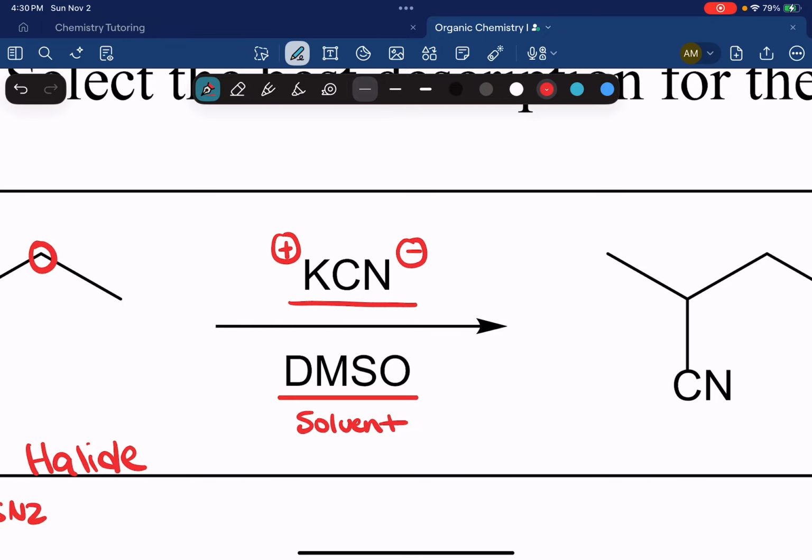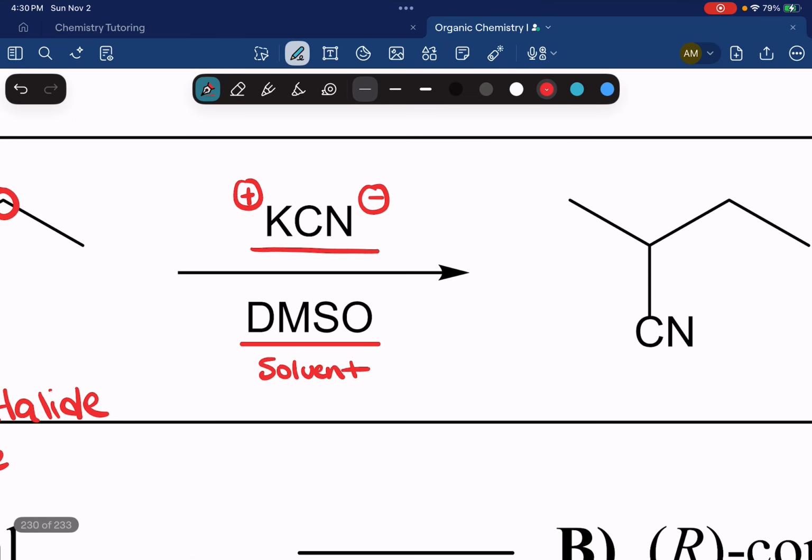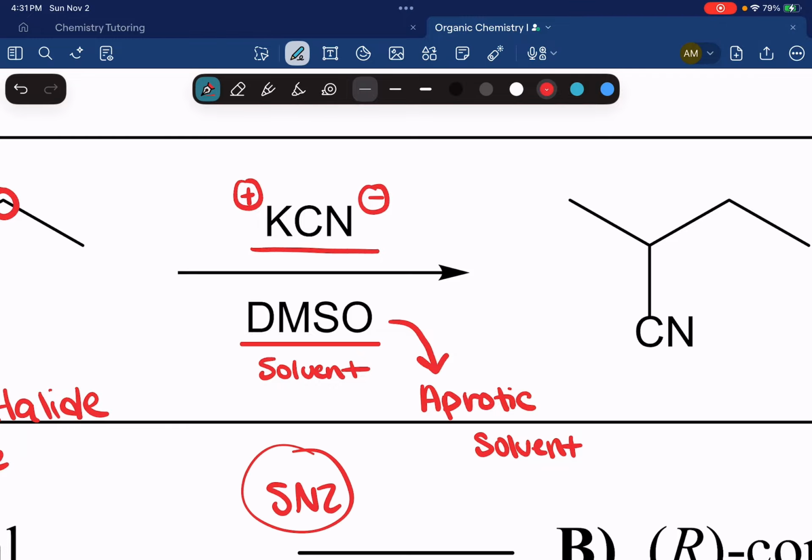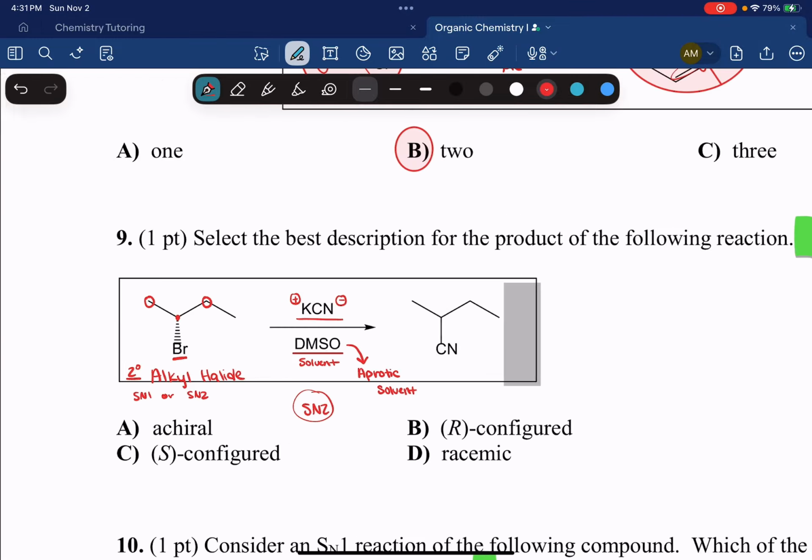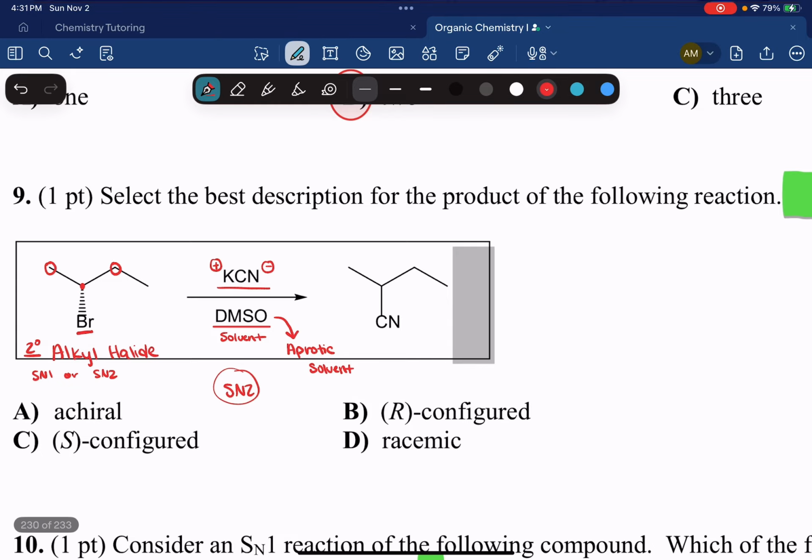DMSO cannot hydrogen bond, right? It's also a really good one to memorize because it's going to be used for aprotic. It's an aprotic solvent. That's just something to memorize. When you see DMSO, it's aprotic, okay? And what uses polar aprotic solvents? SN2.